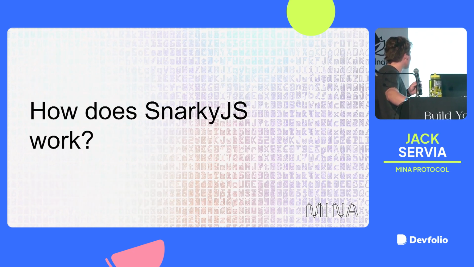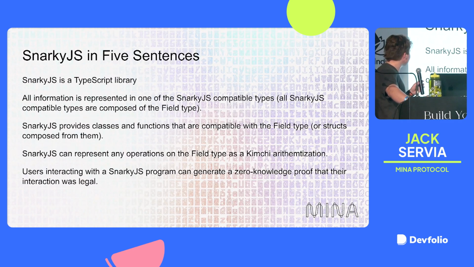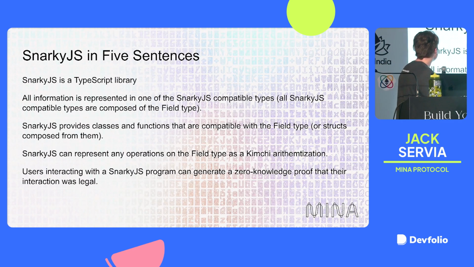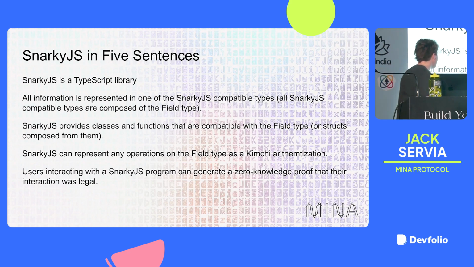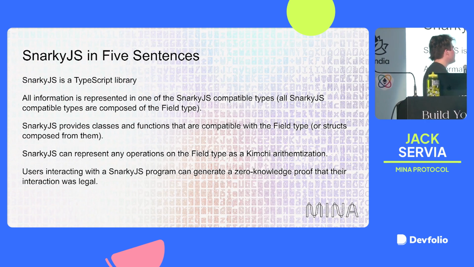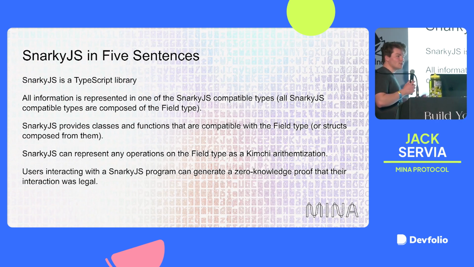This is just a rehash. We'll go through it because we're going real quick. So how does Snarky JS work? Here it is in 5 sentences. It's a TypeScript library. All the information is represented in one of these Snarky JS compatible types. So these are all composed of the field type and can be constructed using this struct abstraction. It provides classes and functions that are compatible with this field type or the structs that are composed of them.